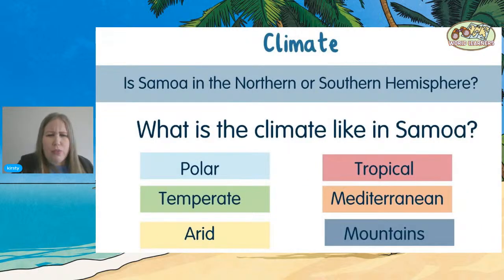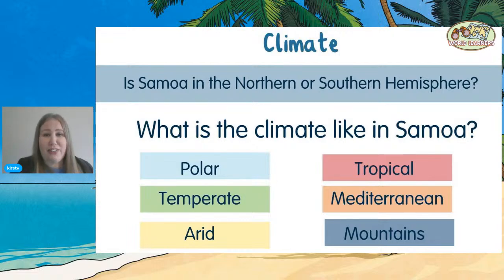So what about their climate? Is Samoa in the northern or southern hemisphere? Answer that one for me quickly. I know you'll be able to do this pretty quickly by now. We've talked about northern and southern hemisphere. Remind ourselves what that means. Northern hemisphere is north of, what's that line round the middle? The equator, yeah. So we've got northern hemisphere above the equator, southern hemisphere below it.